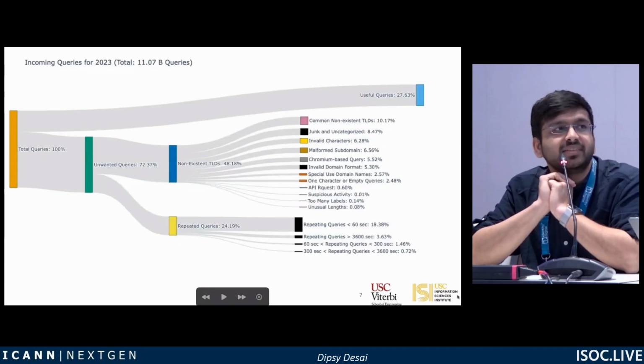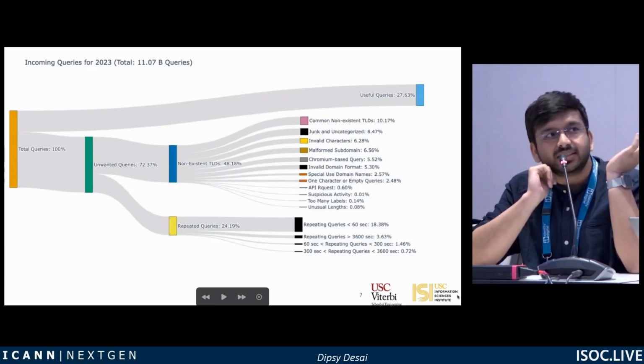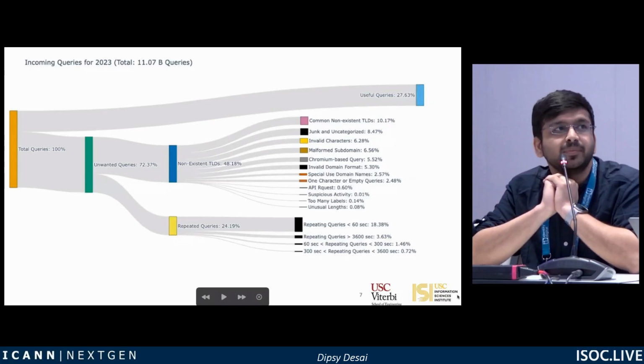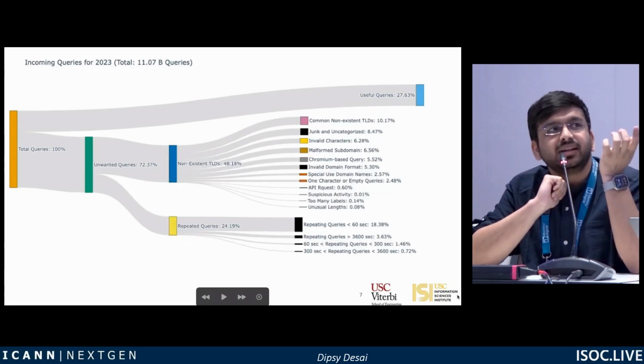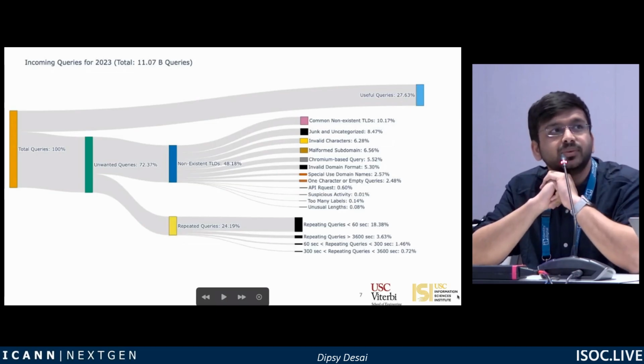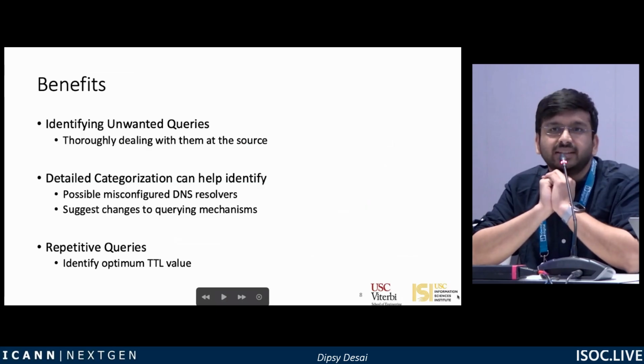The others, 72% and more, are just unwanted queries. The final goal of my research is to try to minimize these queries, if not get rid of them completely. This data is for 2023, and the total queries that we saw during that 48-hour period window in 2023 was over 11 billion queries.